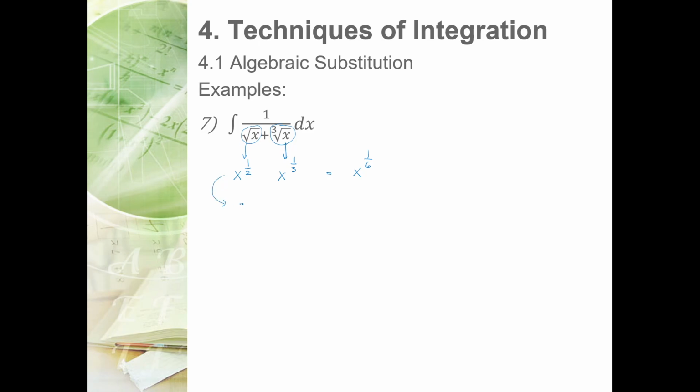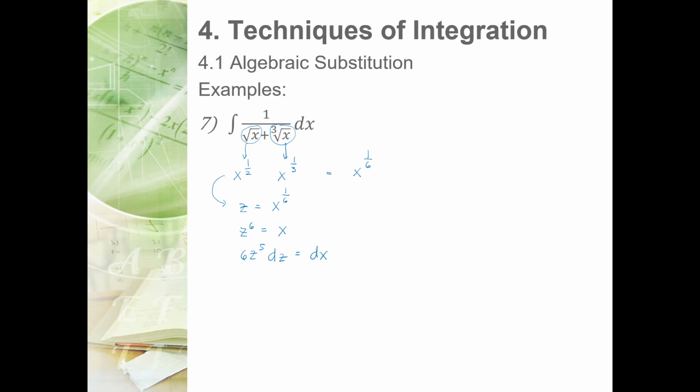So this would give us z is equal to x to the power of 1/6. So raising to the 6th degree, z to the power of 6 is equal to x. And this would give us 6z^5 dz is equal to dx.